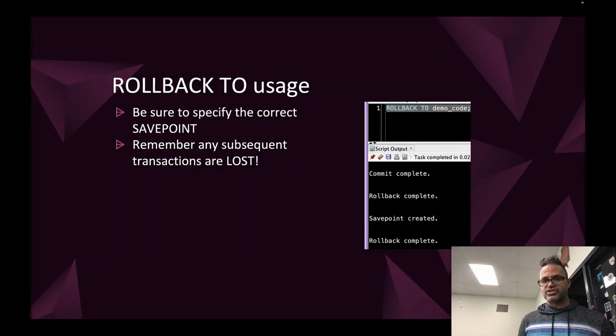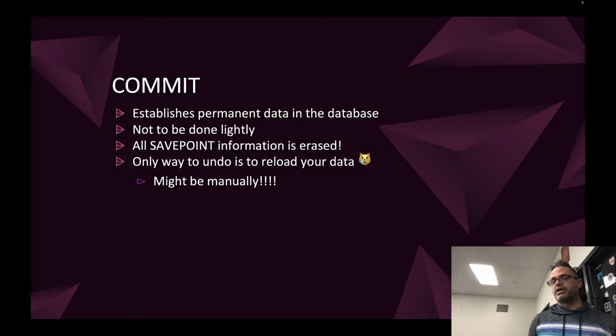The rollback to syntax, really easy. You just specify the name of the save point you're rolling back to, and then everything after that point is gone. So just keep that in mind. Once you roll back to that point, all the subsequent code changes or state changes are all lost from the database.